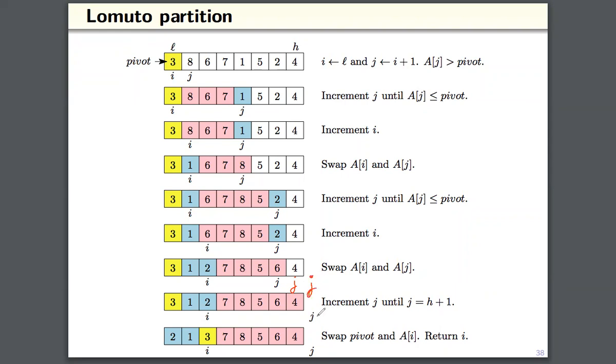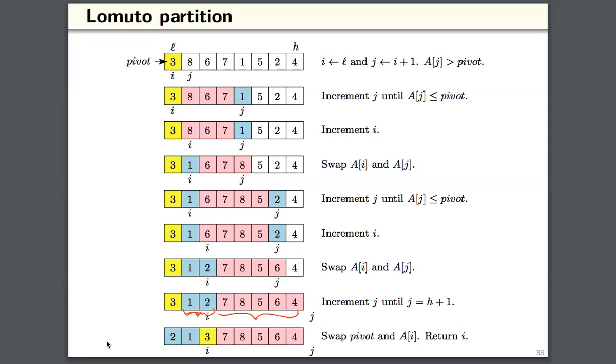Now what do you do? This is the point when you stop. j is equal to h plus 1. You cannot keep incrementing forever. So here is where you stop. Now you have already partitioned, right? All the blue elements are to the left, all the red elements are to the right.